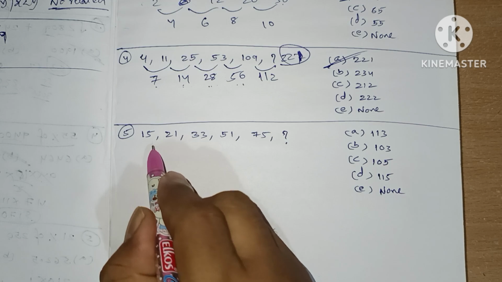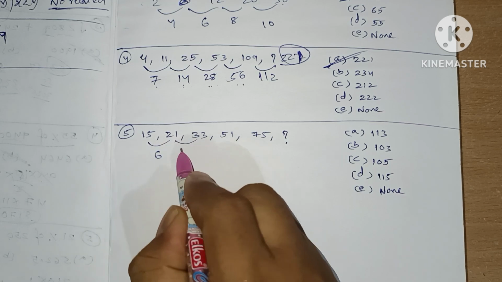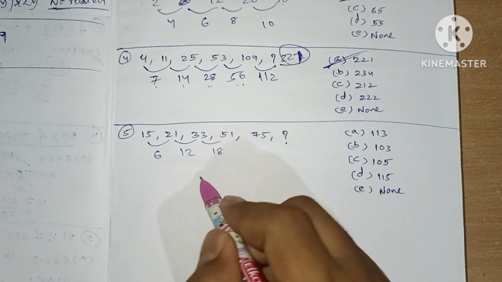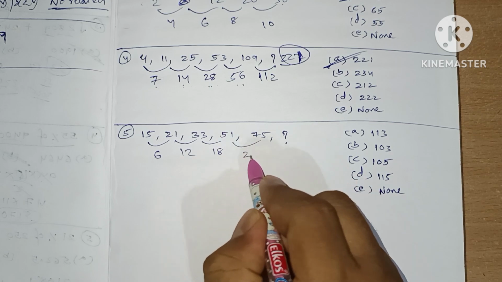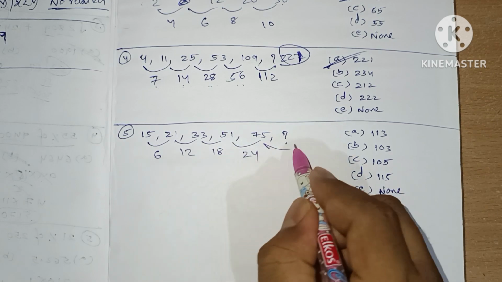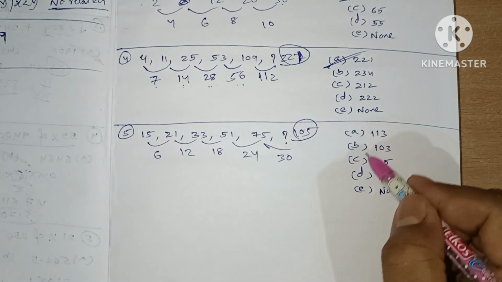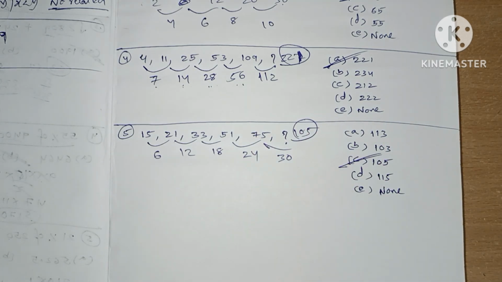Next, fifth one, here we see 6, 12, 18, 24. These are 6 factors, so it must be 30. 105 is our answer. Option C is the answer.